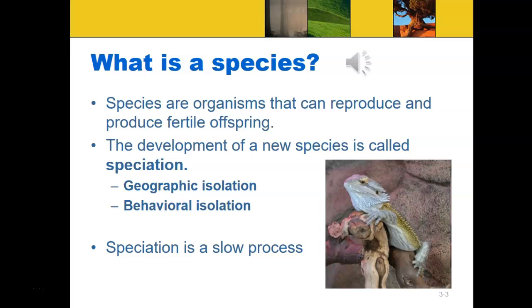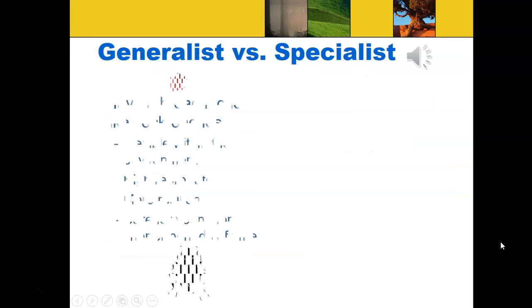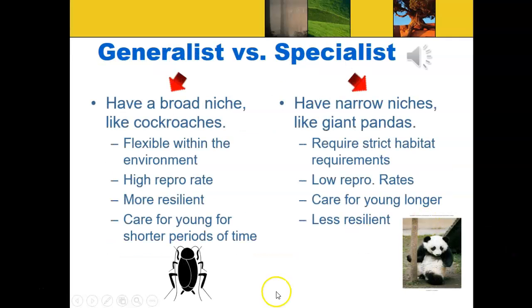Now, oftentimes when two species reproduce, they're so genetically different that fertilization won't even take place to begin with. But there are occasions like the mule where fertilization can take place, a new organism can be formed, however that one would be infertile. We put species into two categories, generalists and specialists.